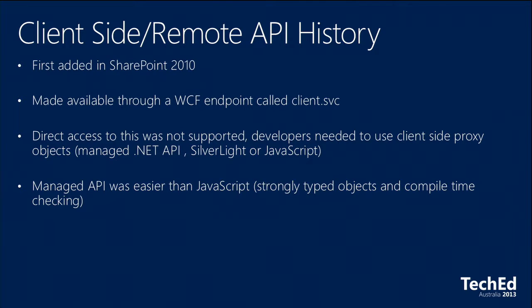And our developers, even in our own team, tell me they still spend a lot of time on the .NET API because they have strongly typed objects, they have compile time checking, and they don't need to find out in the runtime that there's something wrong in their JavaScript.